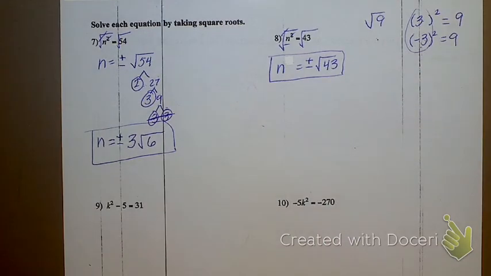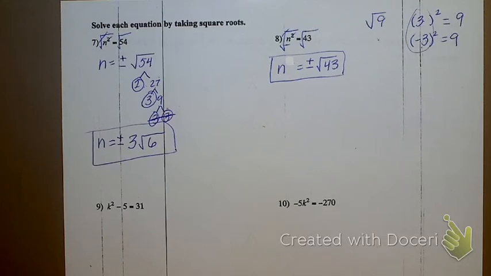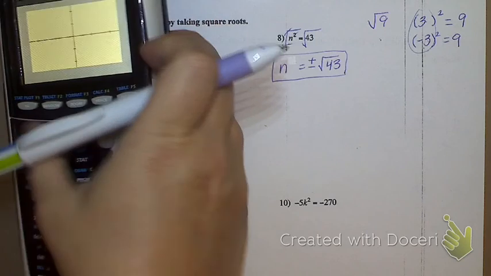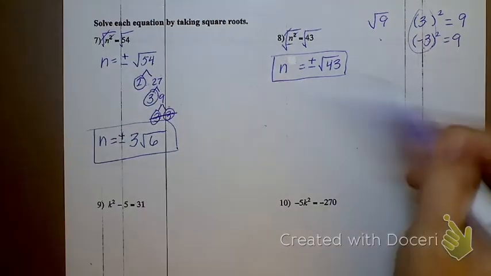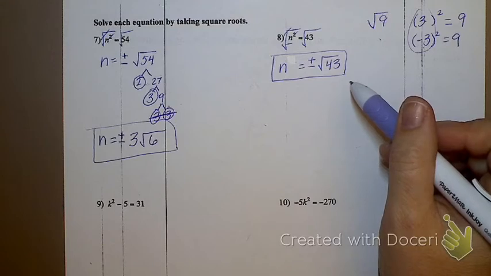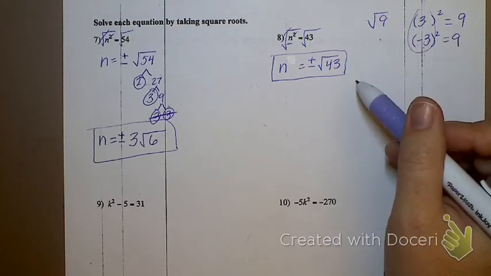43 is a prime number. I can't draw a tree for it, so I'm just done there. Interesting. How do I know that? That's the answer. That's my answer. How do you know if it's a prime number? You can't draw a tree. Well, there's no two numbers that will multiply to get it.